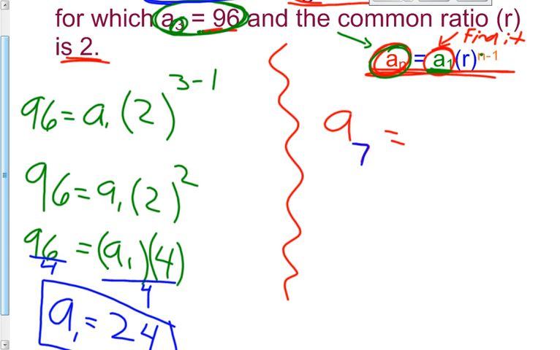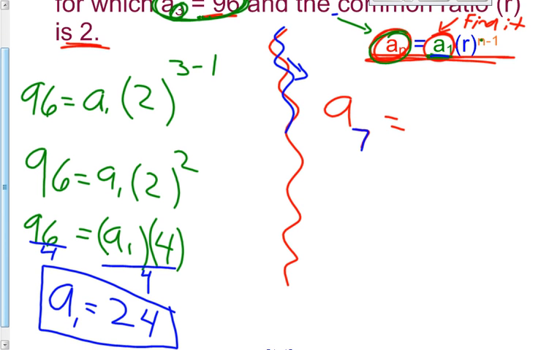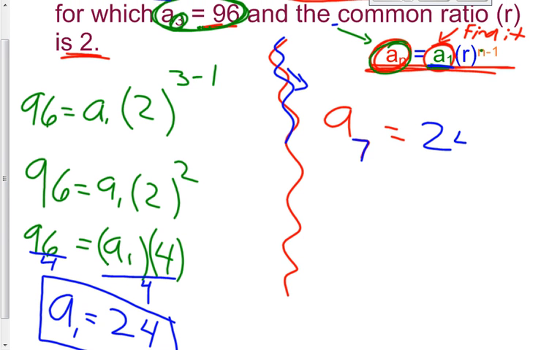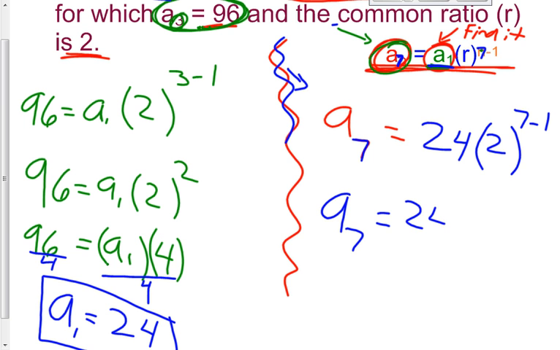The value of the seventh term, we're going back here now, on the right side. The value of the seventh term is found by taking the first term, which is 24, multiplied by the ratio. The ratio is still 2, raised to the n minus 1. And so if a sub 7 is the nth term, then 7 goes right there. So 7 minus 1. A sub 7 is 24 times 2 raised to the 6th.